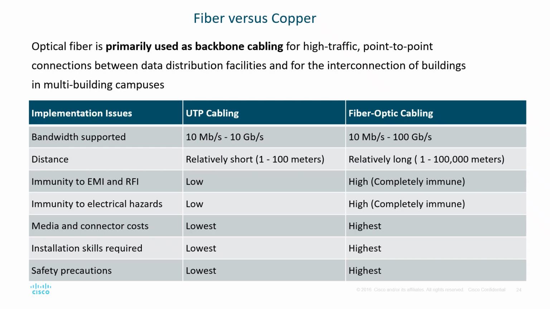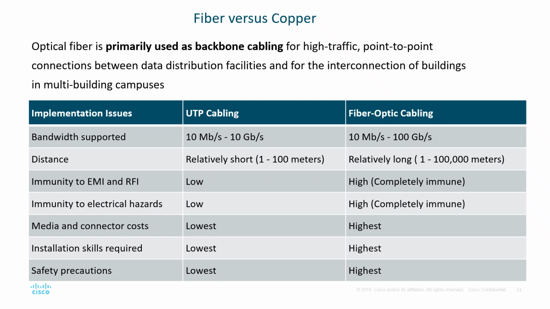So as you can see, UTP cabling has slower bandwidth, much more susceptibility to EMI and RFI and to electrical hazards. However, it has the lowest cost with regard to media, connectors, installation, and safety. Fiber optic, you're going to get longer distances with higher speeds. You're going to be totally immune to RFI and EMI, and it is going to be, unfortunately, the highest cost factor with regard to media and connectors, installation, and safety precautions.